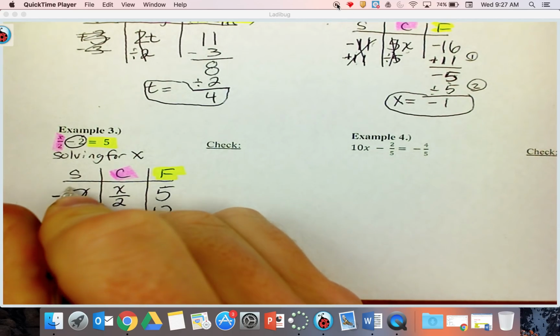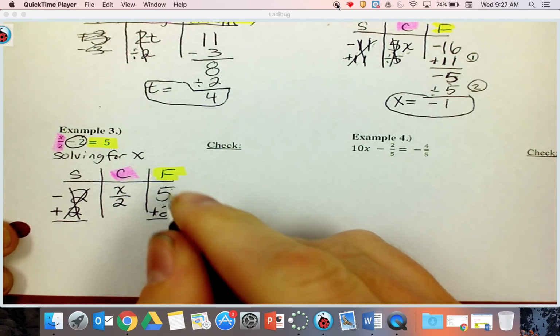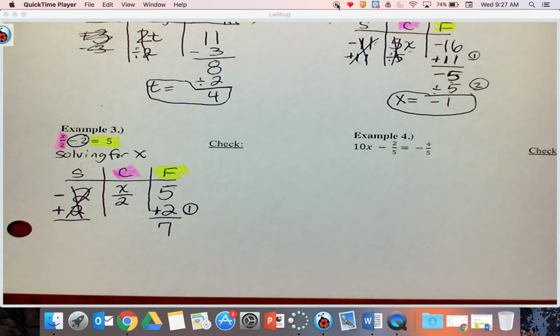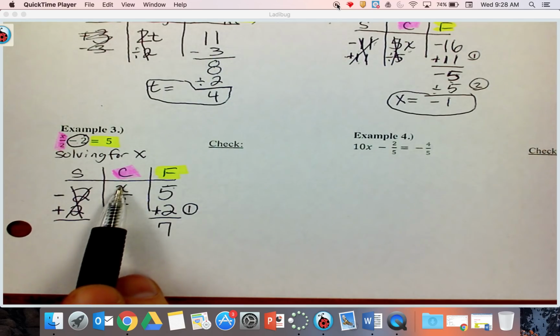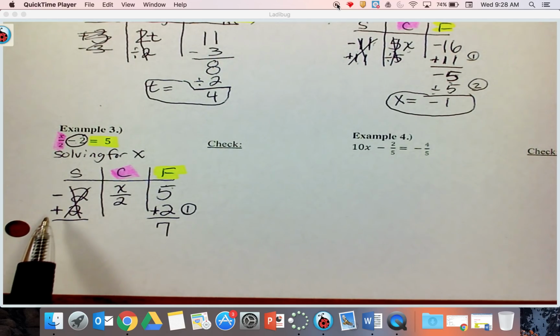So those go away. That goes to 0, so I'm done with that. And 5 plus 2 is 7. So that's my first step right there. But remember, these are two-step equations, and I have one more step to do here in my change.